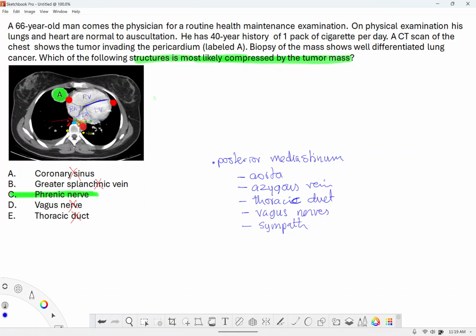All these structures are behind the heart. Sympathetic chain. Okay. And whatever else I'm missing. So these are in the posterior mediastinum.